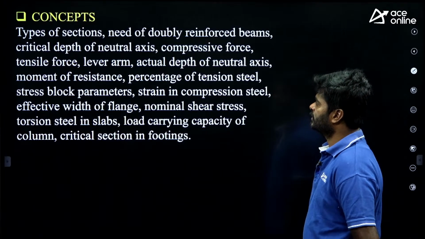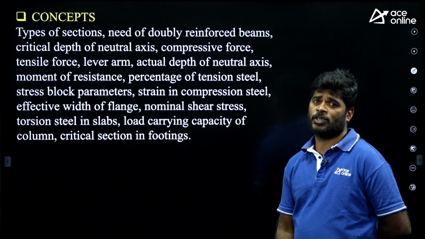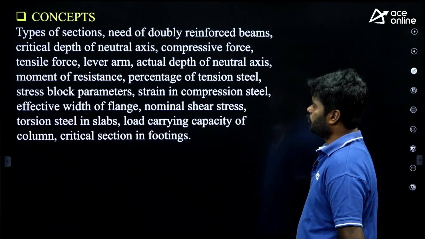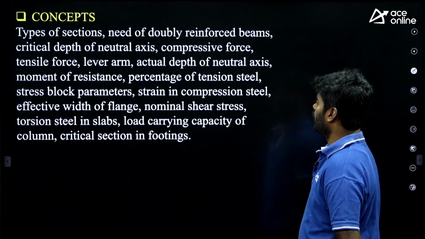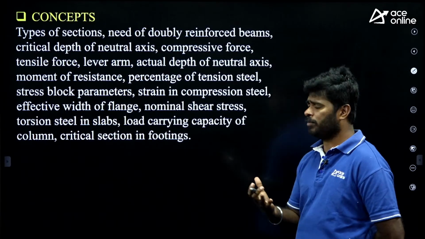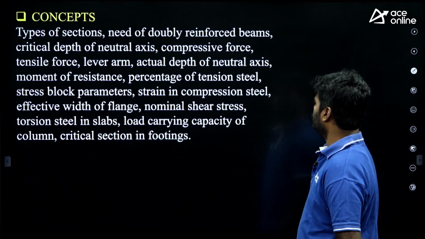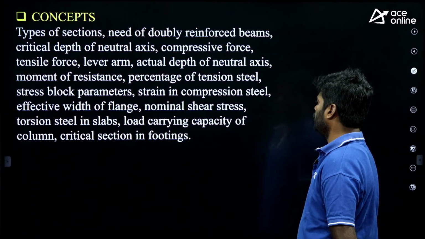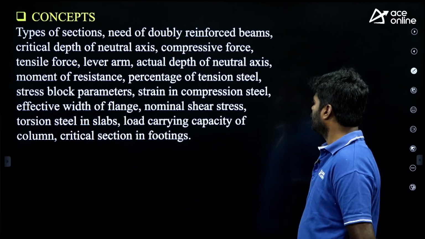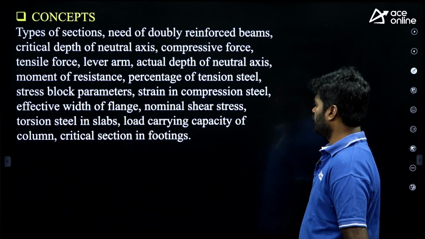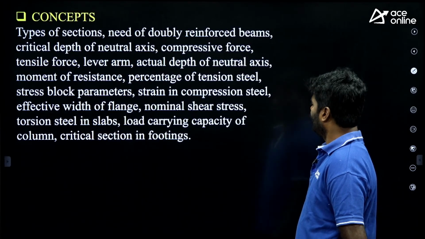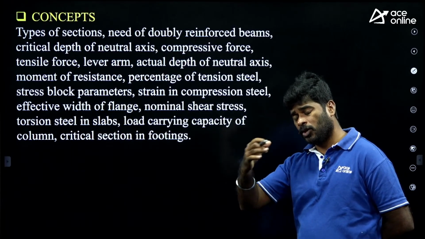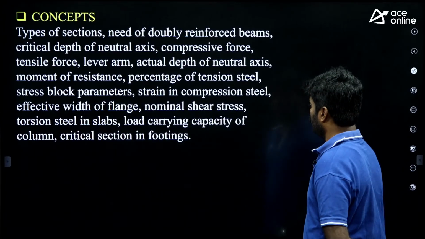Critical depth of neutral axis, my dear, numerical question. If you understand the concept, then easily you can answer. Compressive force, tensile force, lever arm, regarding the stress block parameters, yes, you will expect. Actual depth of neutral axis, moment of resistance, percentage of tension steel, stress block parameters in limit state method, strain in compression steel, effective width of flange, nominal shear stress in uniform depth of beams as well as in uniformly varying depth of beams. How is the nominal shear stress?